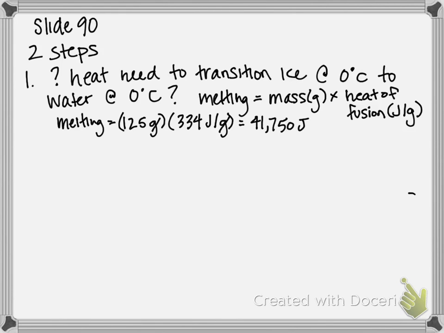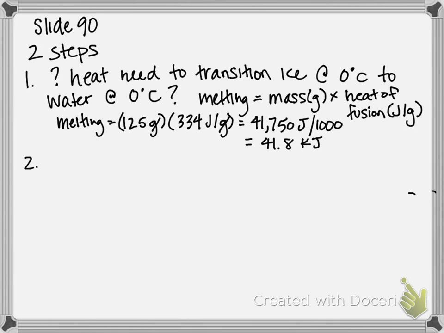41,750 joules. Now, if you're following along on your PowerPoint, it says that we want heat in kilojoules. So in order to change joules to kilojoules, we can divide by 1,000. And I'm going to go ahead and round as well. And I get that that equals 41.8 kilojoules of heat. So that's just my first step. How much heat is basically needed to perform this phase change between going from ice at 0 degrees Celsius to water at 0 degrees Celsius.